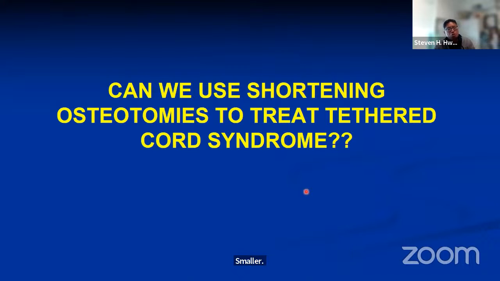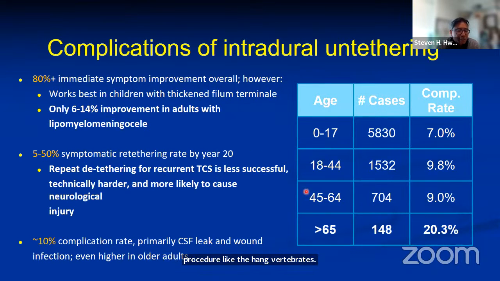The flip side of this is, can you treat tethered cord with deformity correction? So, instead of treating the tethered cord and having that separate, patients who are symptomatic from tethered cord, could you actually treat them with a deformity procedure like the hemivertebrae excision? And so that's something relatively new since 1995.